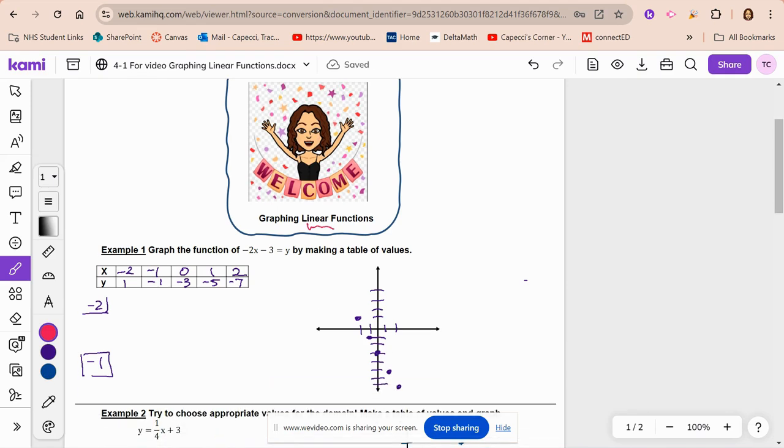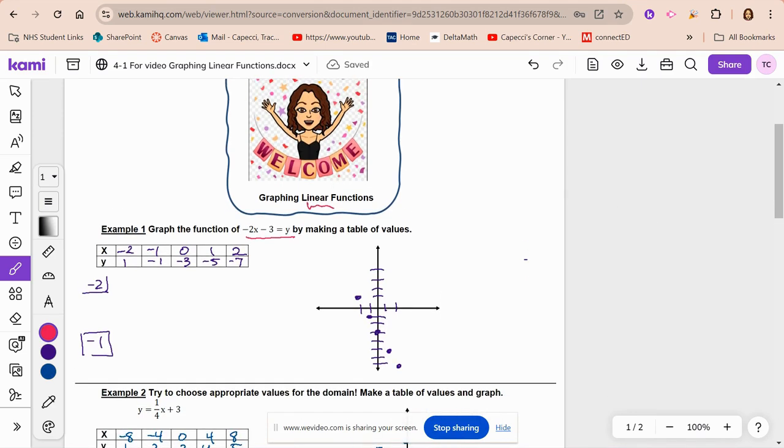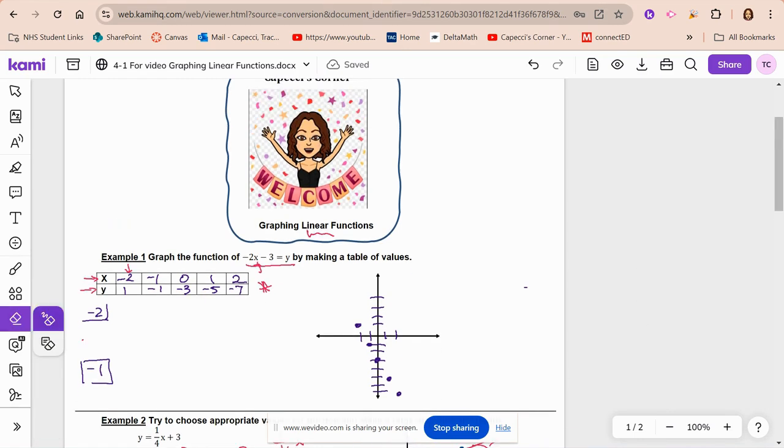So the first example says graph the linear function, negative 2x minus 3 equals y, by making a table of values. For the sake of time with the video, I have completed the table already for you on plotted points. But again, if you want to try this on your own at any of the examples, you can always pause it, do your work, and then check my results. All right, let's get started.